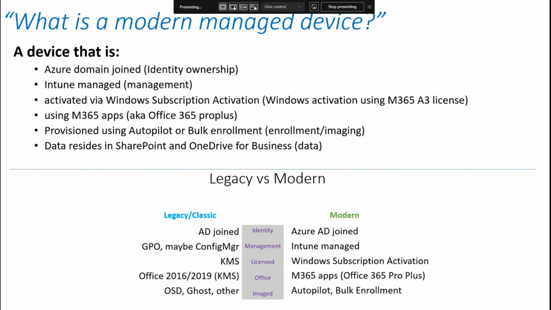You as IT don't need to deploy a KMS because you're using Windows subscription activation, which is part of your A3 subscription. You're using the 365 version of Office, again part of that A3 subscription. And then you're using Intune in order to provision that device. In Intune, we don't image devices, we provision them. No image, provisioning, because imaging is a legacy concept. It's sometimes needed, but we're more modernizing.